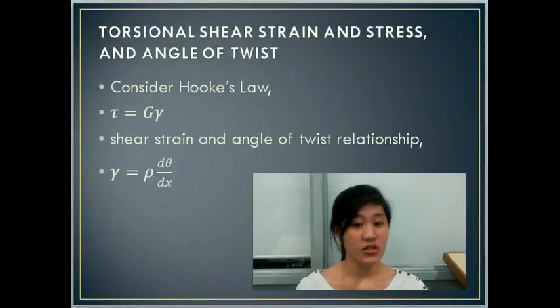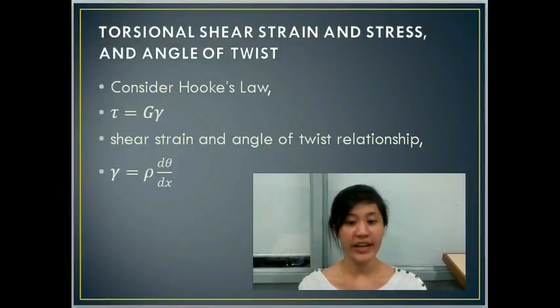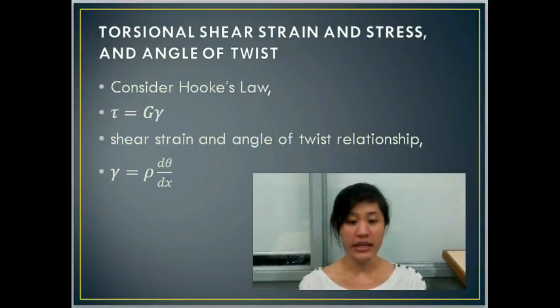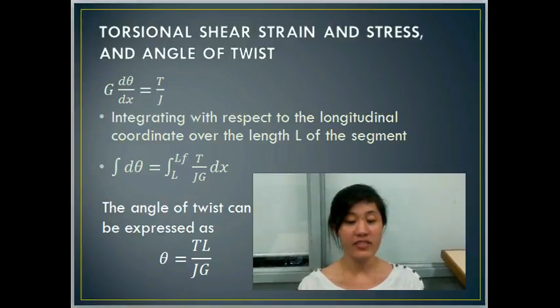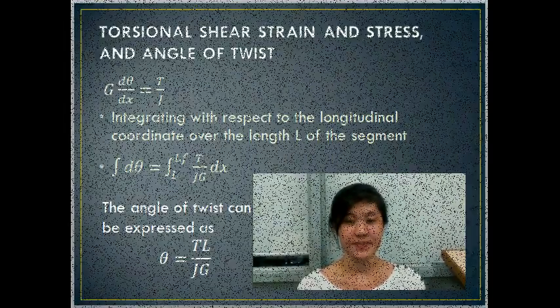4. In addition, we can also consider Hooke's law, wherein shear stress is equal to G times shear strain. The shear strain and angle of twist relationship is shear strain is equal to ρ times dθ over dx. Equating all the equations, the resulting working equation is G times dθ over dx is equal to T over J. Integrating with respect to the longitudinal coordinate over the length of the segment, the angle of twist can be expressed as θ is equal to T times L over J times G.